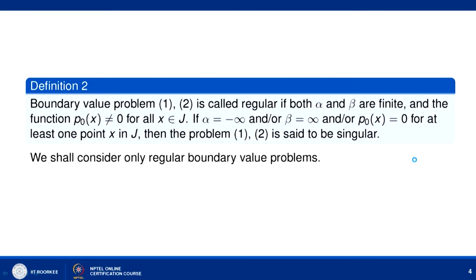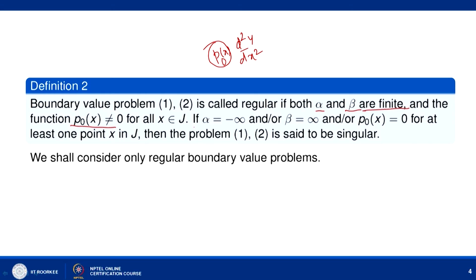Now, we define a regular boundary value problem and a singular boundary value problem. We simply say that boundary value problems 1 and 2 are called regular if both alpha and beta are finite and the coefficient p naught x, the coefficient of d2y by dx square, is non-zero in the entire interval J. So, if the interval is finite and the coefficients are non-zero, then we call our boundary value problem a regular boundary value problem. Otherwise, we call it a singular boundary value problem.